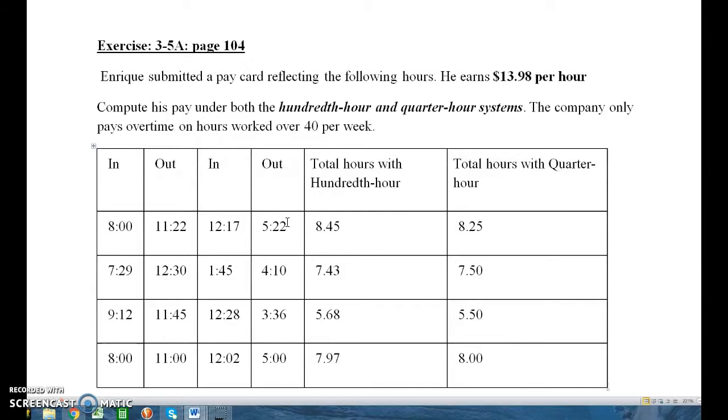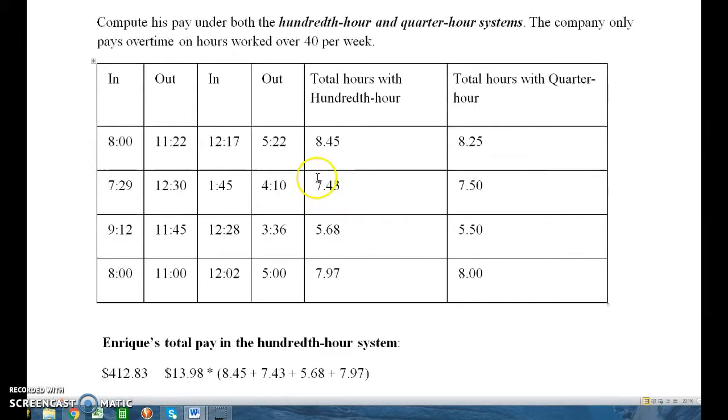If it was the 100th hour, remember it's the number of minutes divided by 100, it's 8.45. On the quarter hour, remember it's every 15 minutes, so the total hours on the quarter hour is 8.25. On the second day, it would be 7.43 because that's how many minutes he's over. And on the quarter hour it's 7.50. The third day is 5.68, 5.50 under quarter, and 7.97 under hundredth, and 8 hours under quarter.